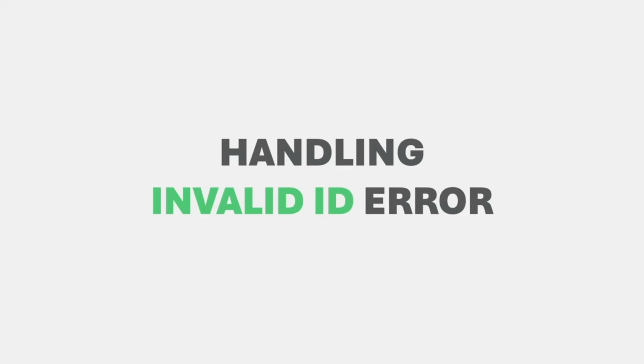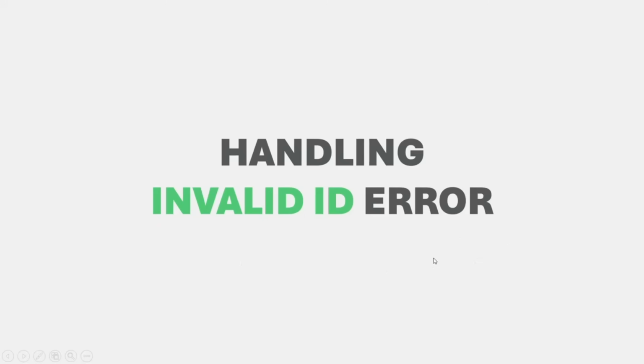Hello and welcome back. In this lecture and in the next few lectures, we are going to handle Mongoose errors. We are going to handle them in such a way that in development, the client receives detailed error information, but in production, the client receives a user-friendly error message. In this lecture, we are going to handle the invalid ID error. Let me practically show you what error we are going to handle.